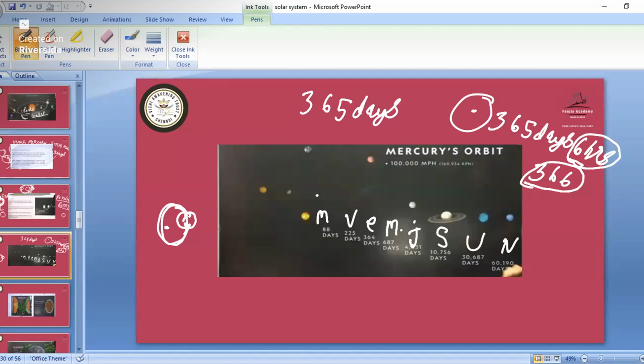Now in this Mercury part, that 1 year is 88 days. In Earth we have 365 days. So in Earth 1 year is 365 days, whereas on Mercury, 1 year is 88 days. So remember the revolution period of Mercury, that is 88 days.